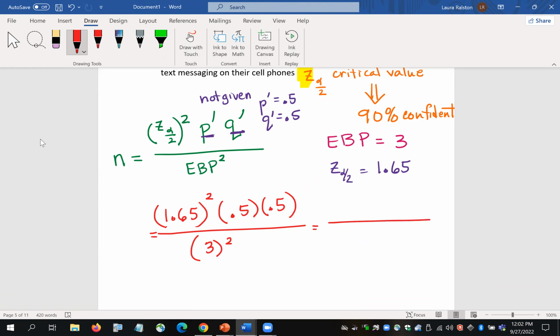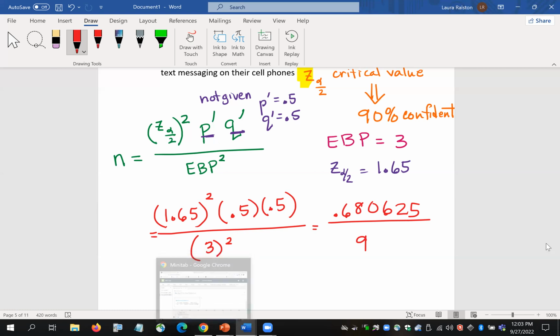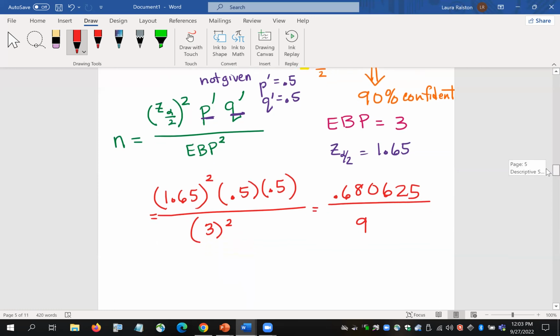You can do all the calculations in your calculator at one time. Again, I would tell you to break it apart. So I'm going to do 1.65 squared times 0.5 times 0.5, which gives me 0.680625. 3 squared is 9. So 0.680625 divided by 9. Well, that doesn't make any sense. Okay, I get 0.0750625, but that doesn't make any sense because that says I would have to choose less than 0 people or only one person. That doesn't make any sense. So Miss Ralston must have an error.